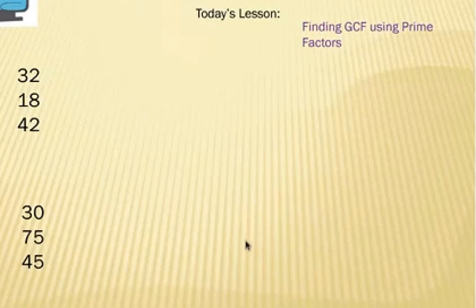Alright, as you can see, my first set of numbers is 32, 18, and 42. Now what I'd like you to remember is how do you find a list of prime factors that these numbers are created from? And that's going to take us back to the idea of factor trees. So in this space down here, next to my other example, we're going to break apart each number.